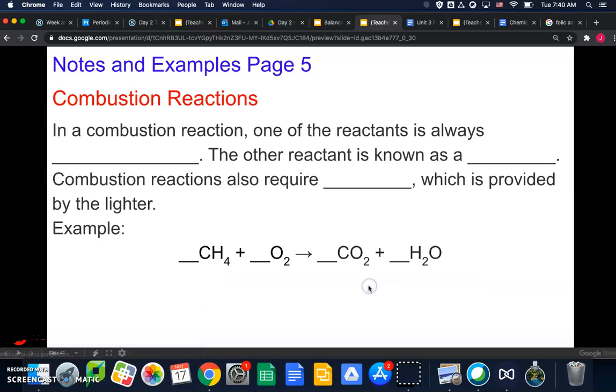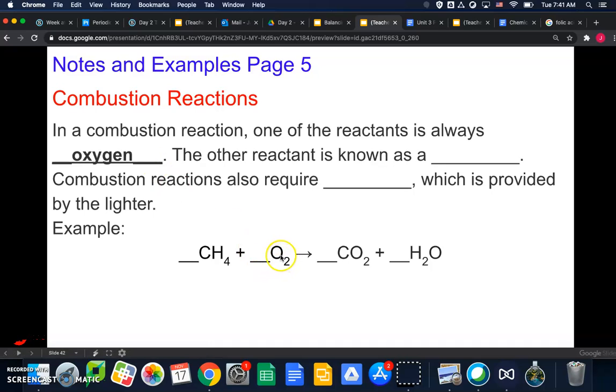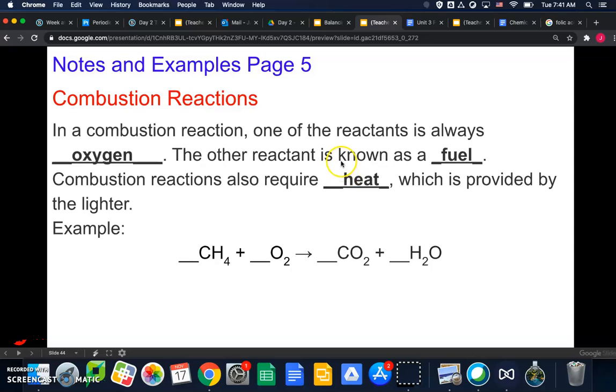Okay, last one. Combustion reactions. These are the cool ones. In a combustion reaction, one of the reactants is always oxygen. You can see that from the list that I gave you yesterday. One of the reactants is always oxygen, O2. And then the other reactant, we call that a fuel. And combustion also requires heat. In the reaction yesterday, that was provided by the lighter.